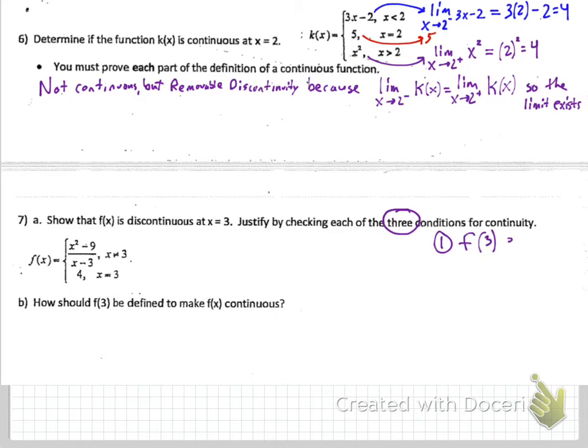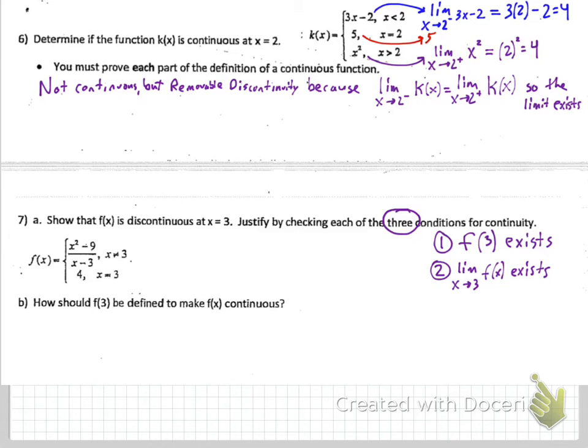The first one is that the function exists. So we want to check that f of 3 exists. It does because it tells us when x equals 3, the function is 4. So check, that exists.